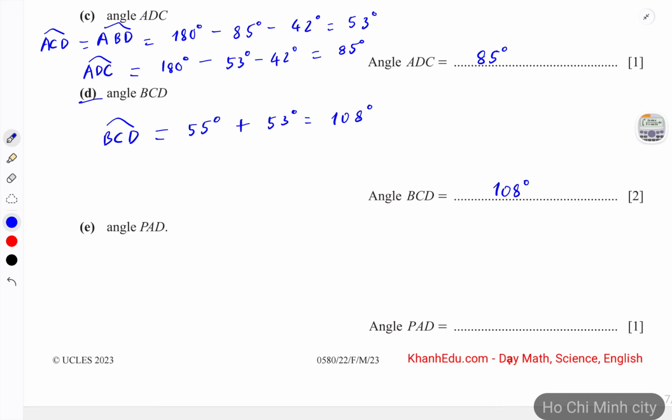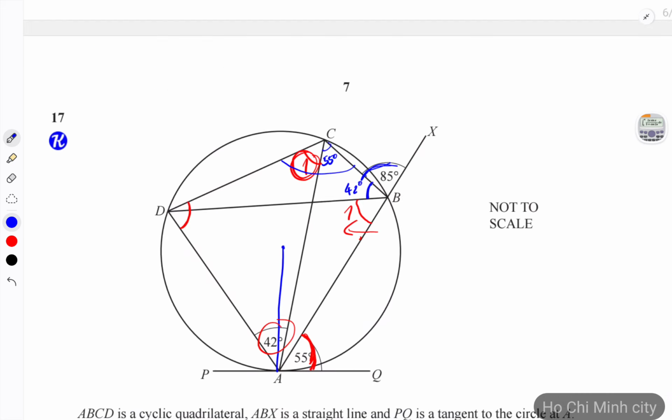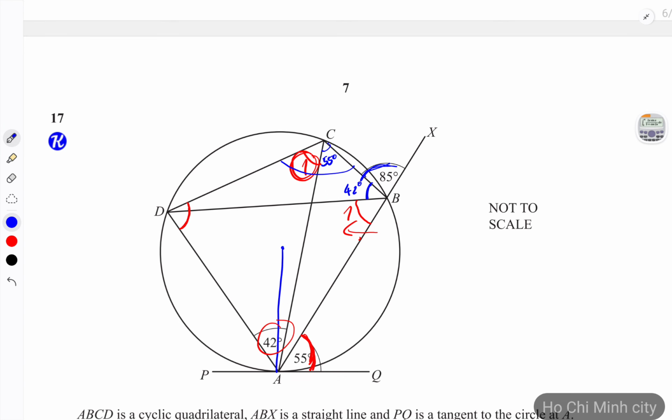And the last one, the angle PAD. PAD is this one.